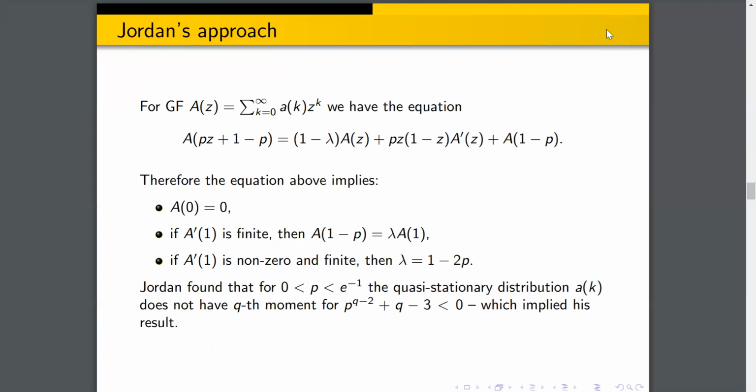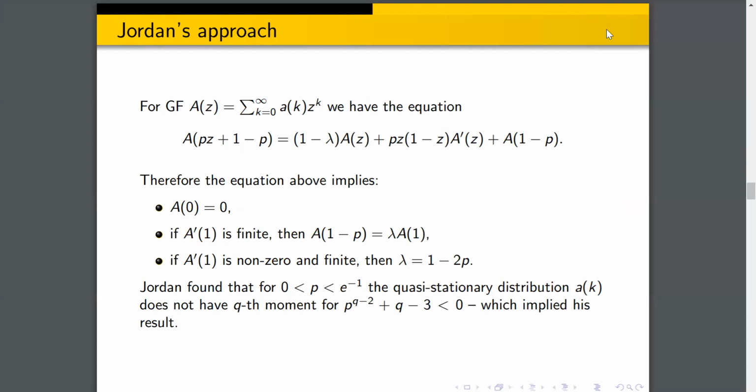The equation above that we introduced implies that for 0 we have starting point 0, and Jordan also has shown that if the derivative of a in 1 is finite, then a of 1 minus p is indeed a constant, because a of 1 by definition is the sum of all ak's, and since ak's are fractions of vertices of degree k in a connected component, a of 1 is less or equal than 1, so a of 1 minus p is definitely constant. And then if it is non-zero and finite, then actually we can find the eigenvalue on which it depends, and we may even simplify this equation further.